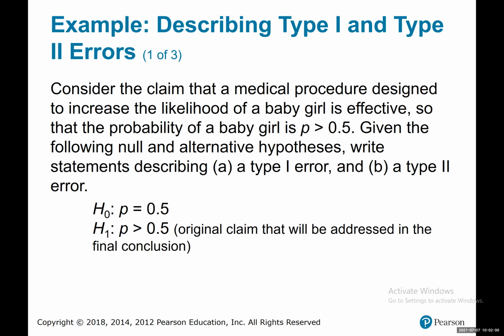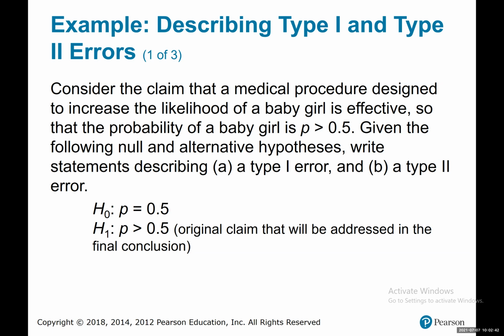Can anyone read the question? Can I have a volunteer here? I'll read. Please go ahead. Consider the claim that a medical procedure designed to increase the likelihood of a baby girl is effective, so that the probability of a baby girl, p, is greater than 0.5. Given the following null and alternative hypotheses, write statements describing A, a type 1 error, and B, a type 2 error. Thank you.